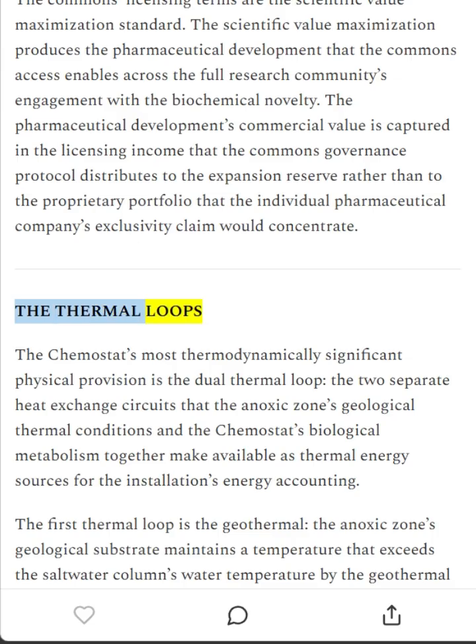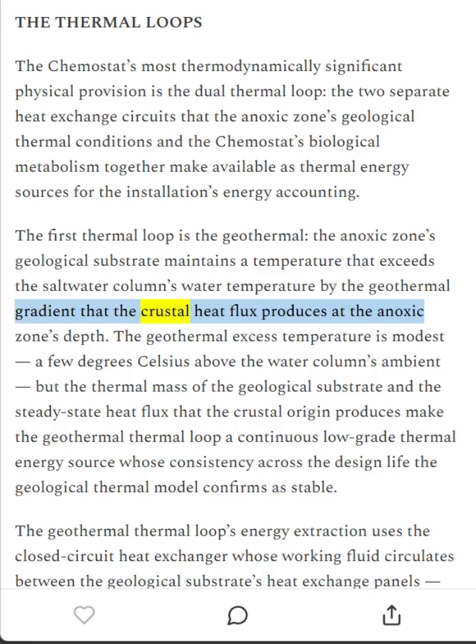The thermal loops. The chemostat's most thermodynamically significant physical provision is the dual thermal loop, the two separate heat exchange circuits that the anoxic zone's geological thermal conditions and the chemostat's biological metabolism together make available as thermal energy sources for the installation's energy accounting. The first thermal loop is the geothermal. The anoxic zone's geological substrate maintains a temperature that exceeds the saltwater column's water temperature by the geothermal gradient that the crustal heat flux produces at the anoxic zone's depth.